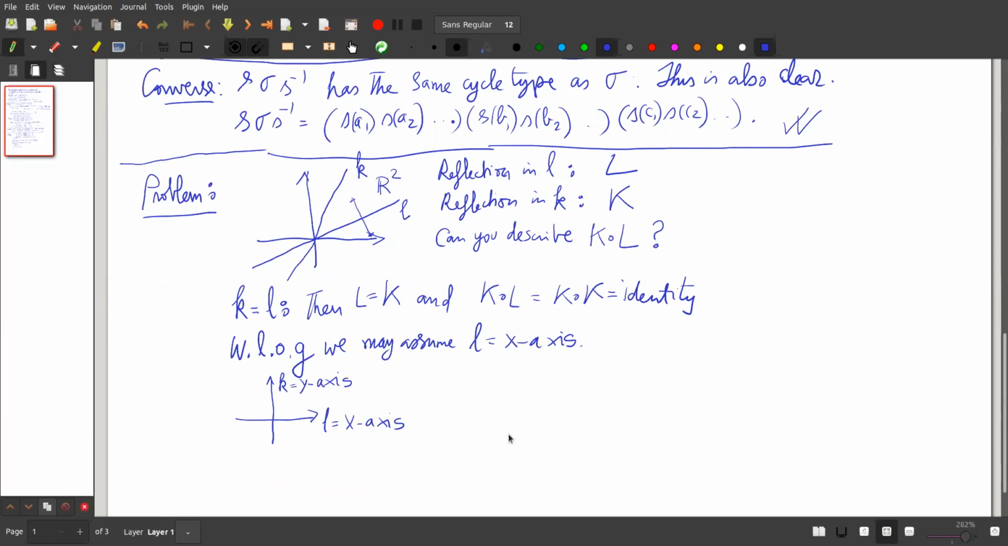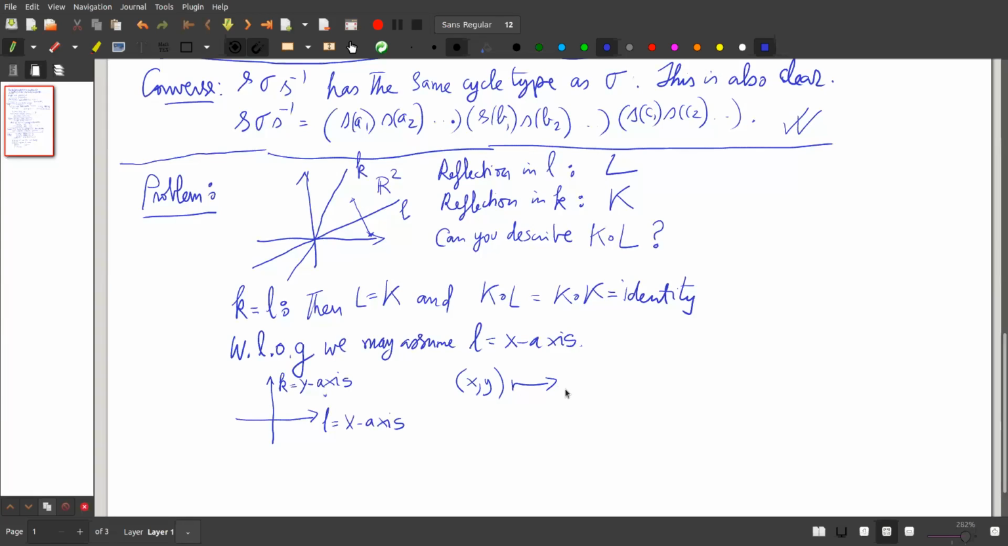Any ideas? Negative of L. What do you mean by that? Suppose you take an arbitrary point in the first quadrant. Okay, you want to call that x comma y? Yeah. Where does it go? The reflection, first you have to act with L, is x comma minus y.